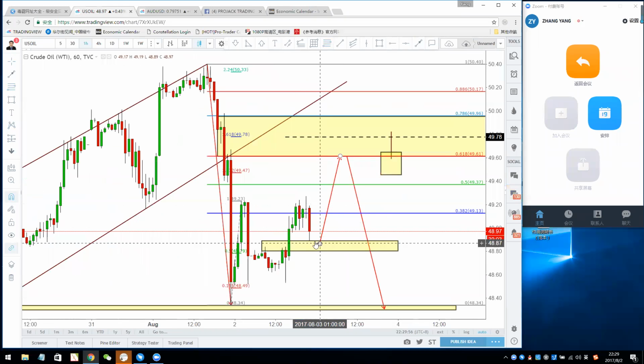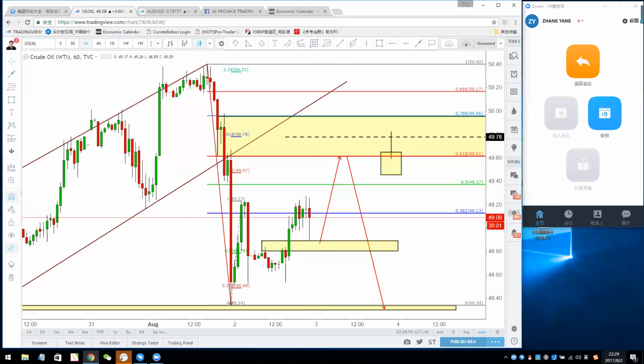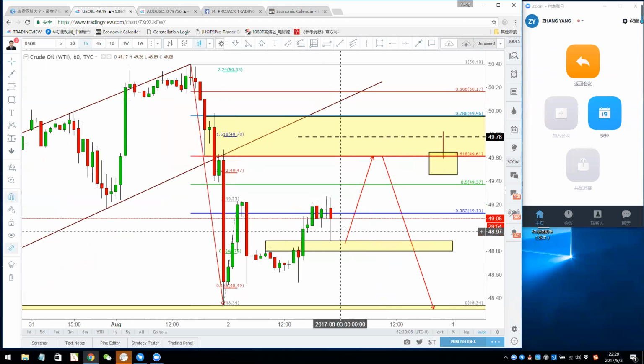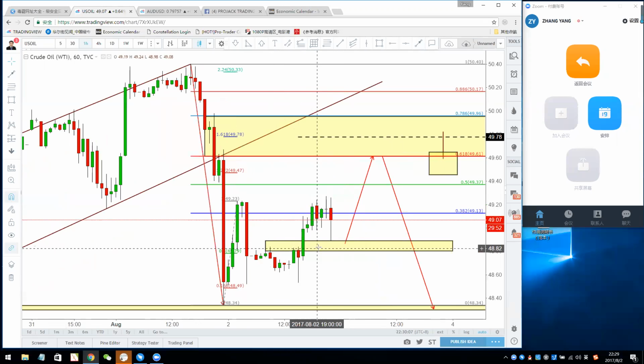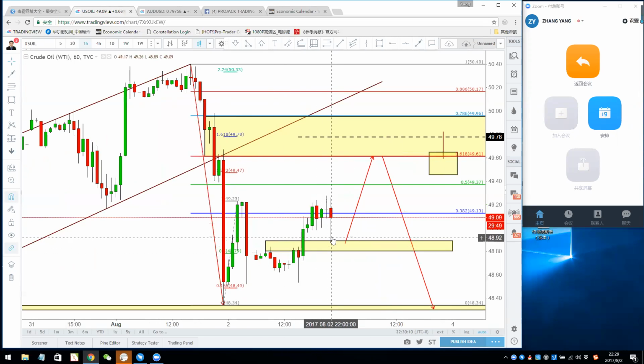Okay, let's go to the oil. The price tested this level, and I can see the price moves up, right? So the price did test the previous structure, and the buyers came in, right?